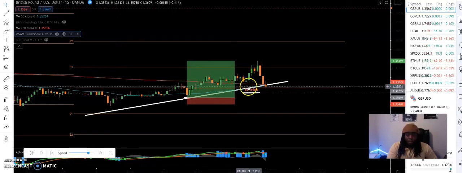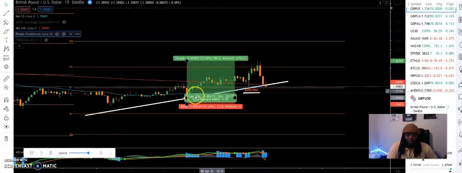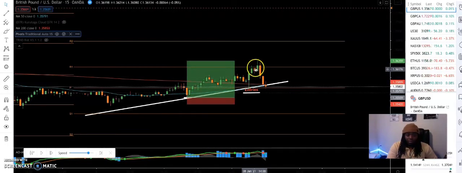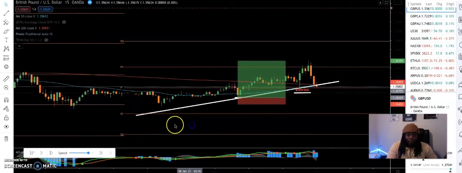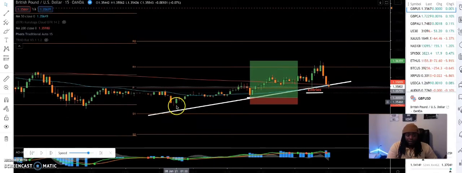So boom, test the pivot and bounced off my trend line. We got in, boom, boom, got out. So that's how we caught that little move here. But if you look at this, guys, I was really going to get in here, but I was being patient.